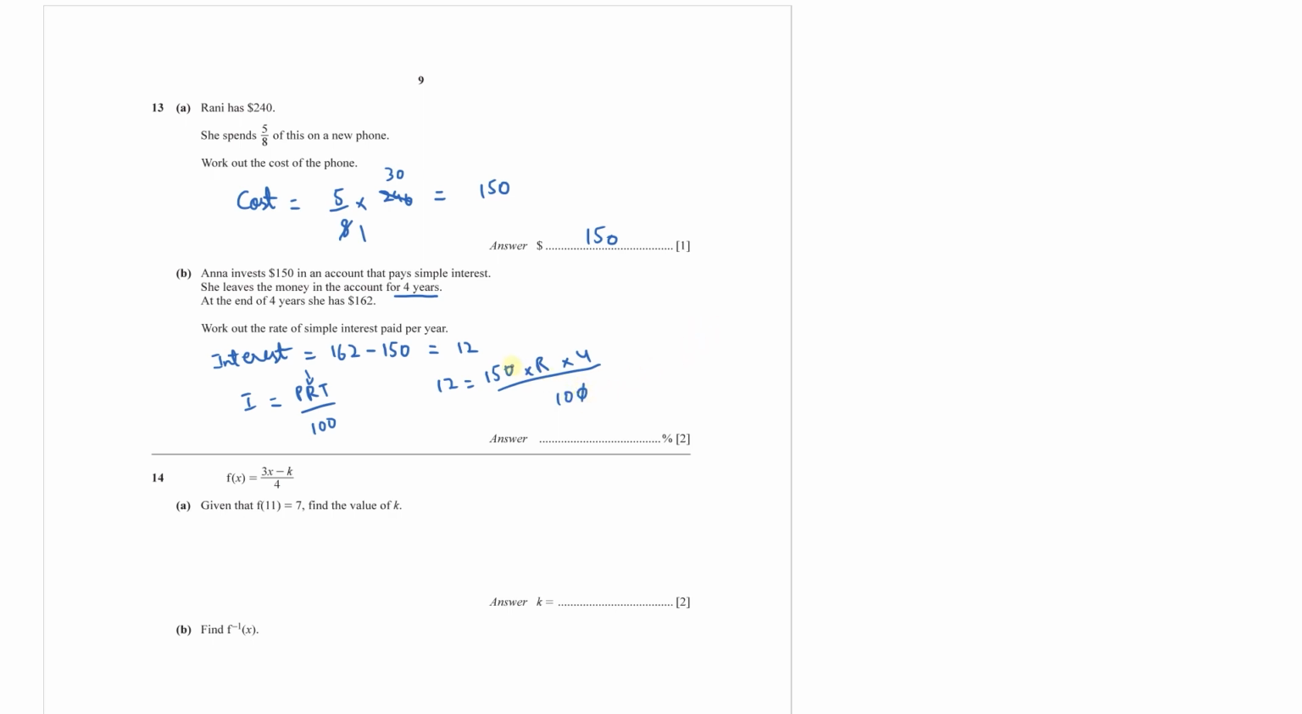I can actually simplify this here. This is 5 times 2 is 10, 5 times 3 is 15. So 12 equals to 3 times 4 would be 12 R over 2. So 12 and 12 cancel out, and then R is 2. So your rate is 2%.